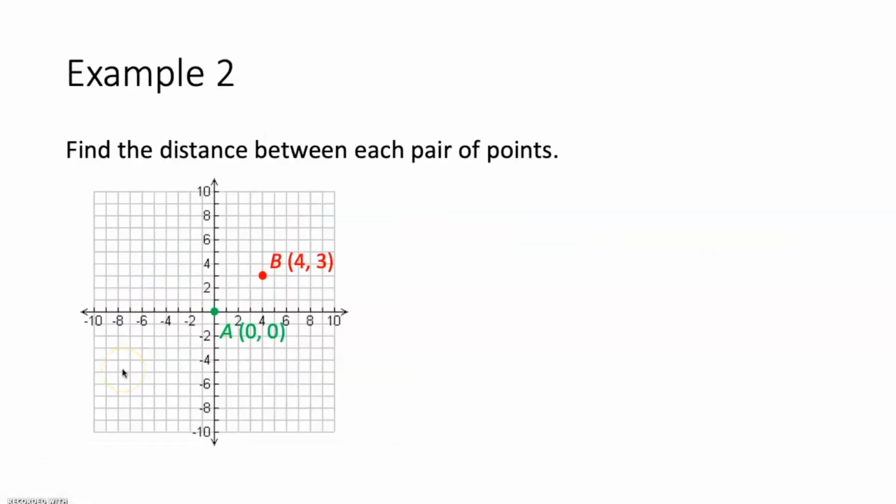Now, example 2 says find the distance between each pair of points. And again, we have points A and B. So if we want to find the distance, D, between those 2 points, all we have to do is use the distance formula. Now, the distance formula requires an x sub 1 and a y sub 1 and an x sub 2 and a y sub 2. So which one are we going to make which?